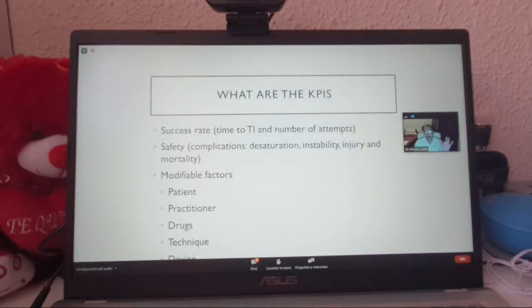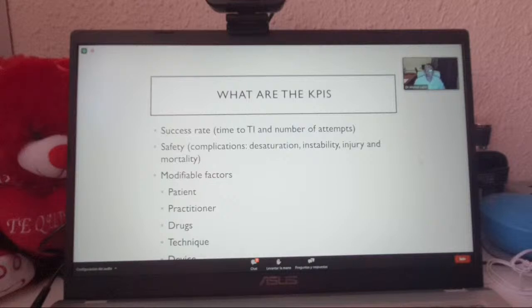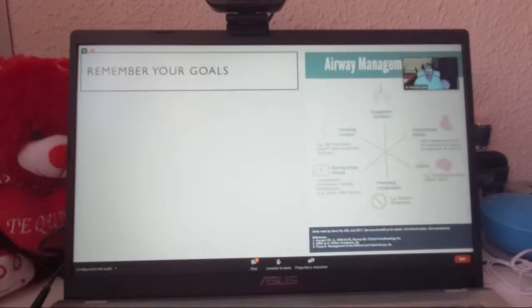So one word of advice for managers and leaders, you have to have some key performance indicators for your department for critical airway management. And this is again about risk management and maintenance of records. So success rate, time to tracheal intubation and number of attempts, safety of your intubation as a department, complications, prevalence of desaturation, instability, injury, mortality, modifiable factors in terms of patients, practitioner, drugs, techniques, and devices.